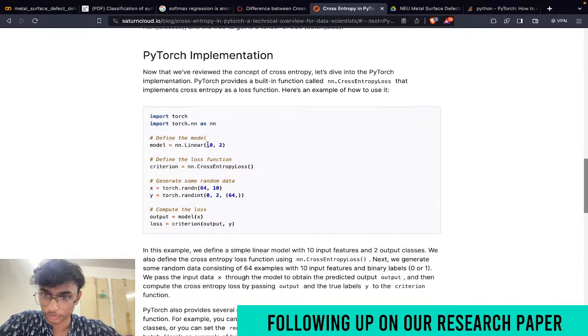So we have to now 0 comma 2 comma 64, torch dot random generate some random data, 4 comma 10, 0 comma 2 comma 64. That just means mean and variance, and this is the shape, right? 4 comma. Okay. Compute the loss, model criteria output.